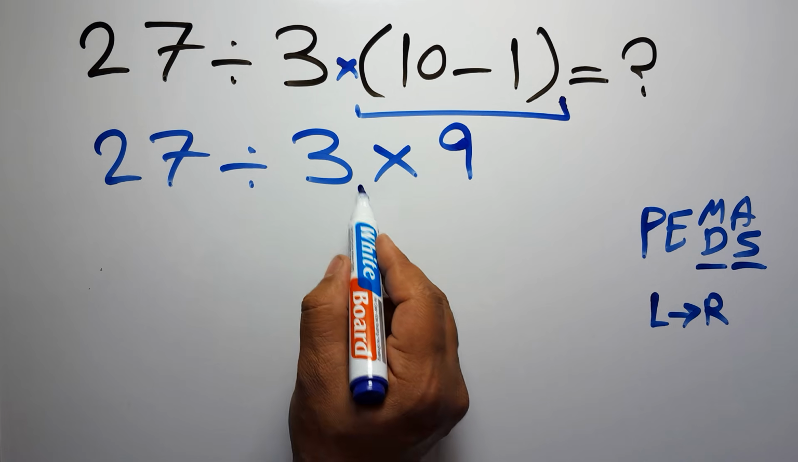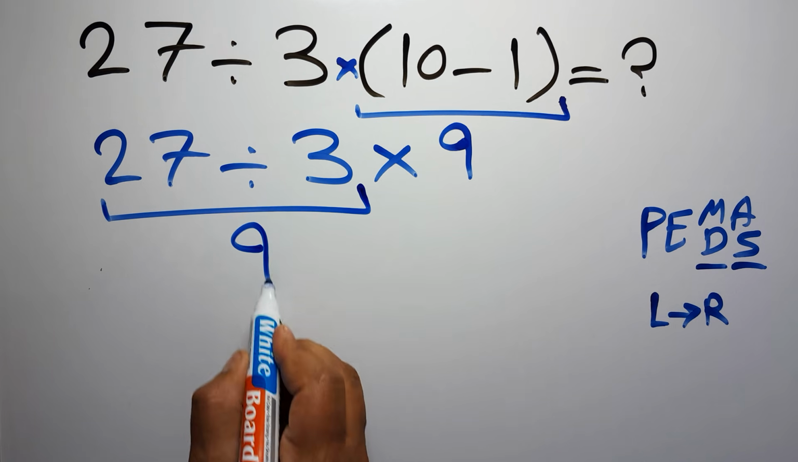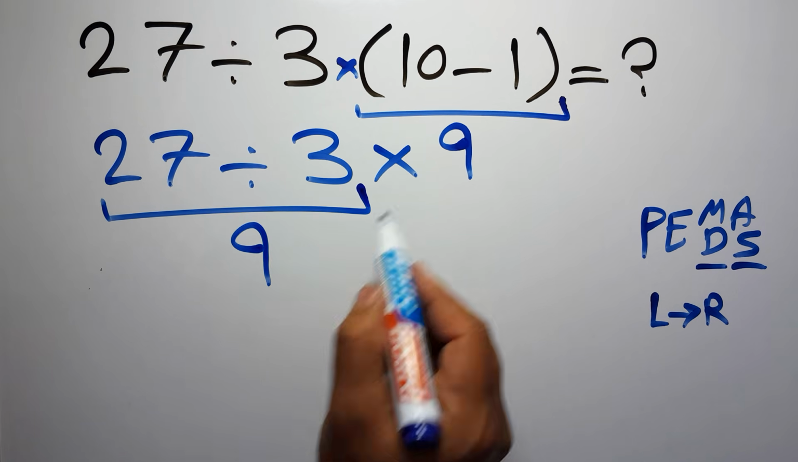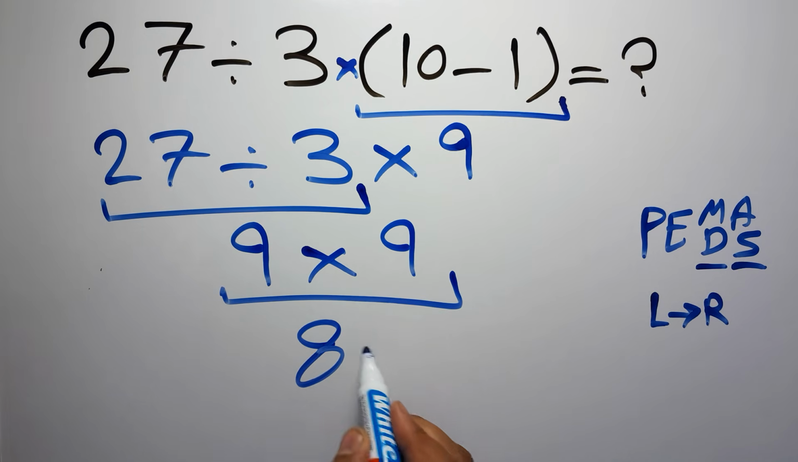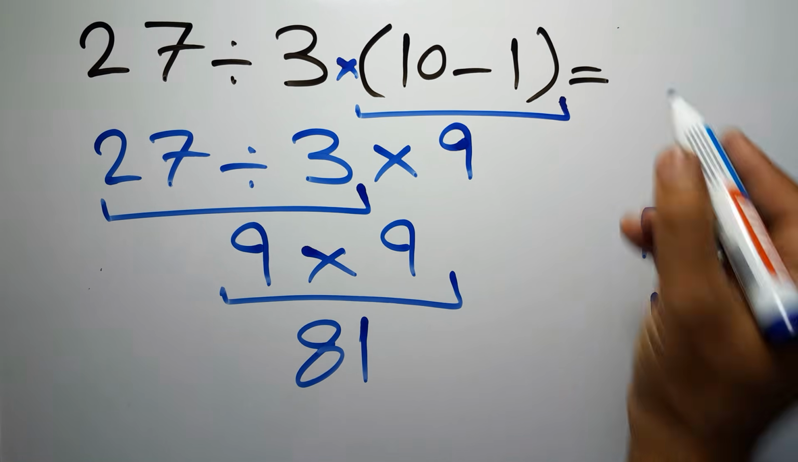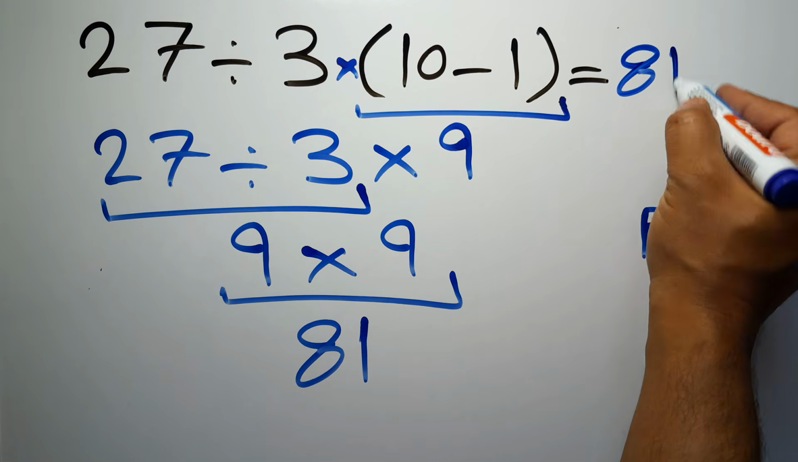27 divided by 3 gives us 9. So we have 9 times 9, which equals 81. And this is our final answer to this problem. The correct answer is 81.